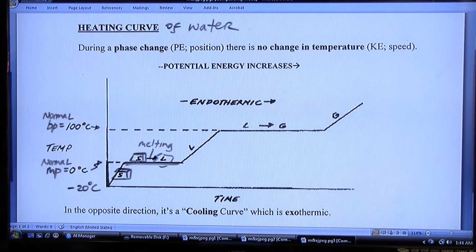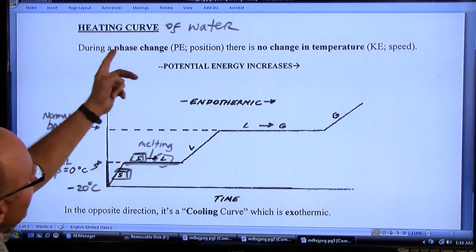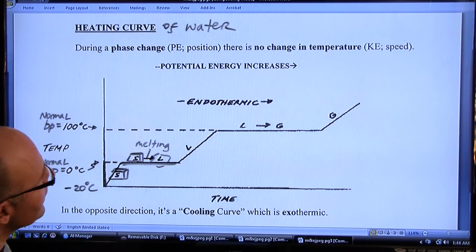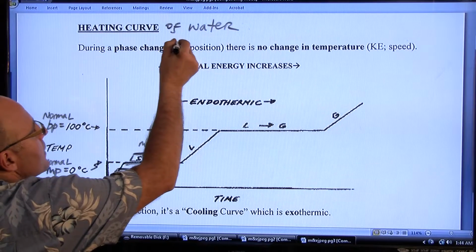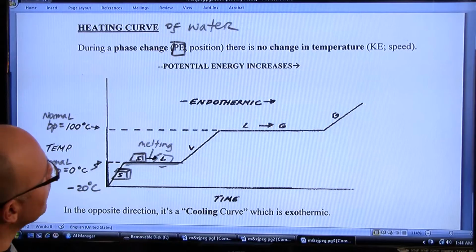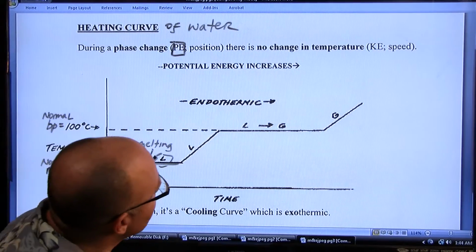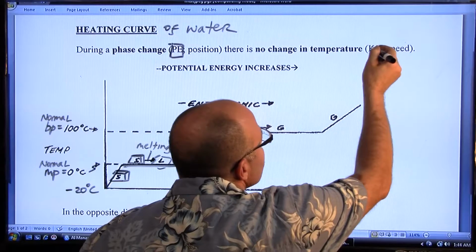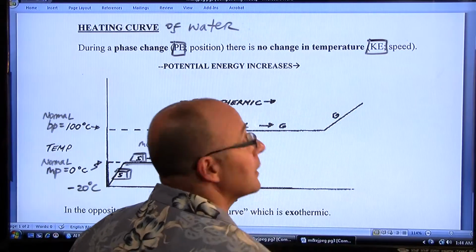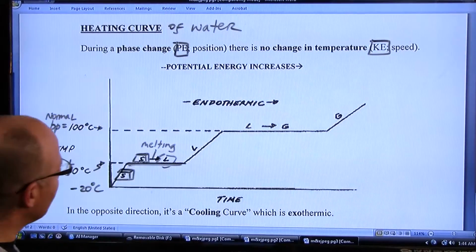The reason why the temperature is not changing is because the particles aren't moving any faster while that solid turns into a liquid. The particles are spreading out. So we say that melting, being a phase change, is a change in potential energy. And that's why during a phase change, there is no change in temperature. Because during a phase change, we have a change in position of particles, a change in potential energy, not a change in speed or motion of particles, which would be a change in kinetic energy. So it's either one or the other.